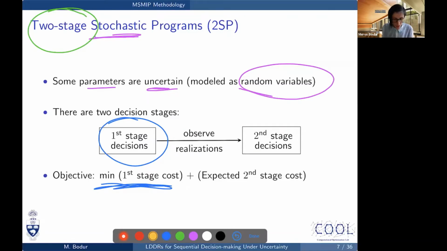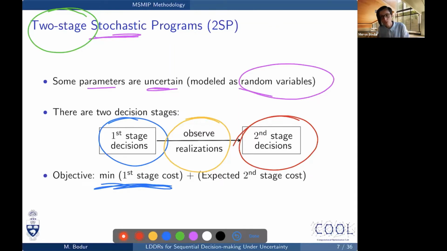On the other hand, after observing these realizations, the demands, then we can make a second set of decisions. Maybe if we are short of meeting certain types of products' demands, we can outsource them, or we can produce a bit more last minute, we can do overtime. So you can make this further set of decisions called second stage or recourse decisions. But these second stage decisions, of course, do depend on these random variable realizations.